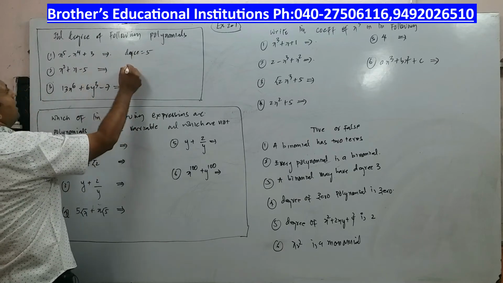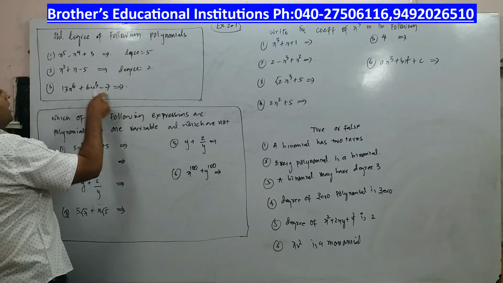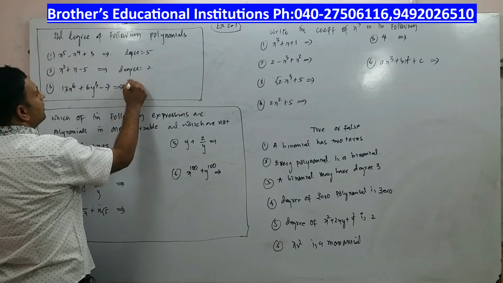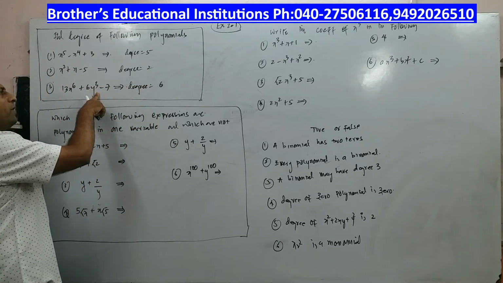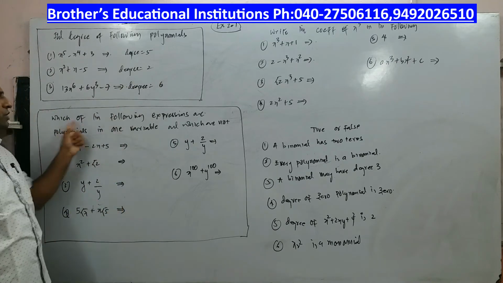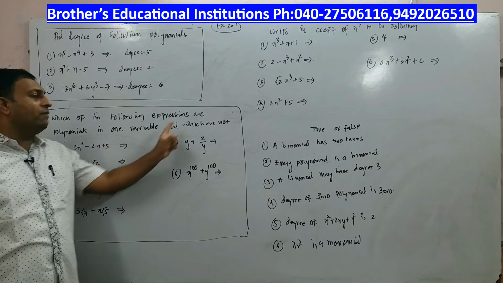5. What is the degree here? Degree is 2. What is the degree here? Highest. X degree is how much? 6. So I'll write degree is 6. Tomorrow if I get a variable y and that is having degree 10, I will write the degree as 10. Now the next question is, which of the following expressions are polynomials in one variable and which are not?